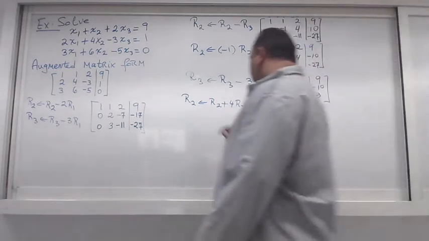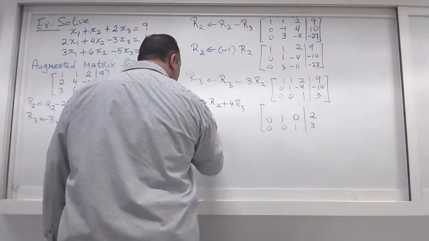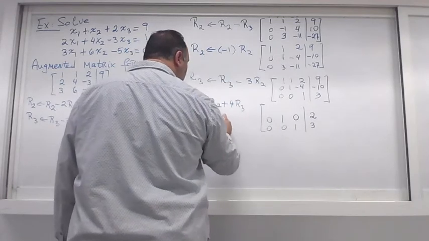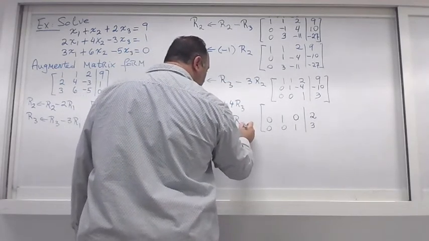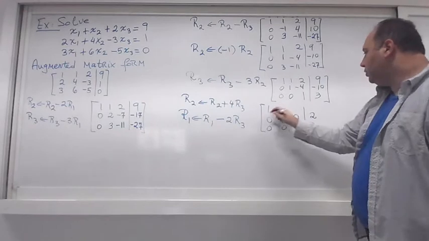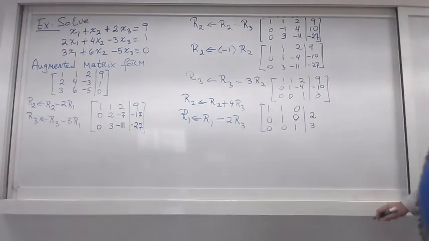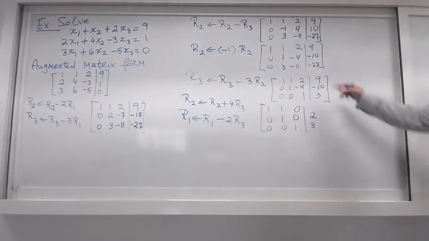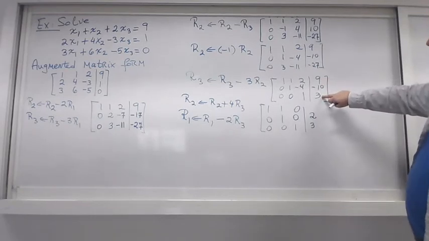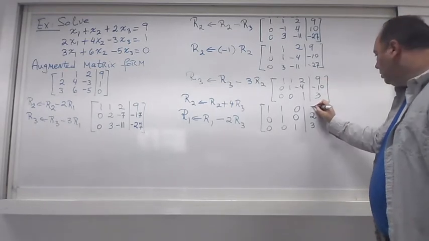Well, now I need to kill this guy here. Row 1 replaced by row 1 minus 2 times row 3. So the first two guys don't change. This guy will be 0 obviously. And I have 9 minus 6. So that's 3.